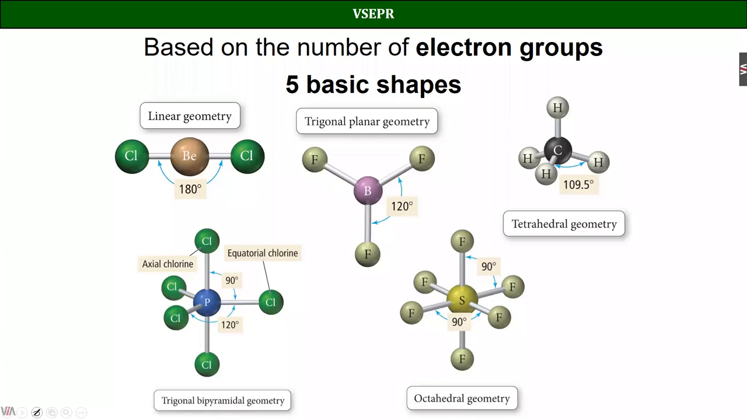The ones around the middle are 120 degrees. And then sticking out of that trigonal planar geometry, you have a linear geometry sticking straight up and down. So if you can picture a triangle, think of an equilateral triangle, and then from the middle of that equilateral triangle, you have something sticking straight up and straight down.